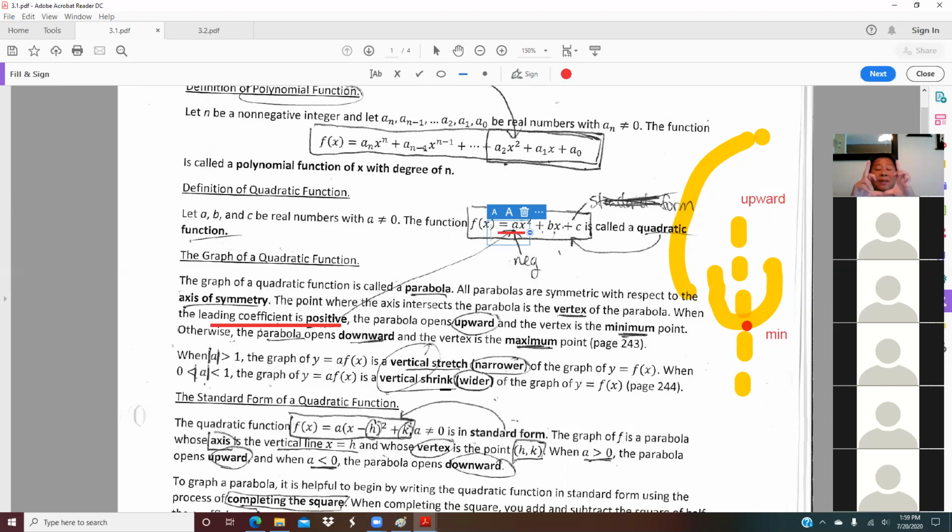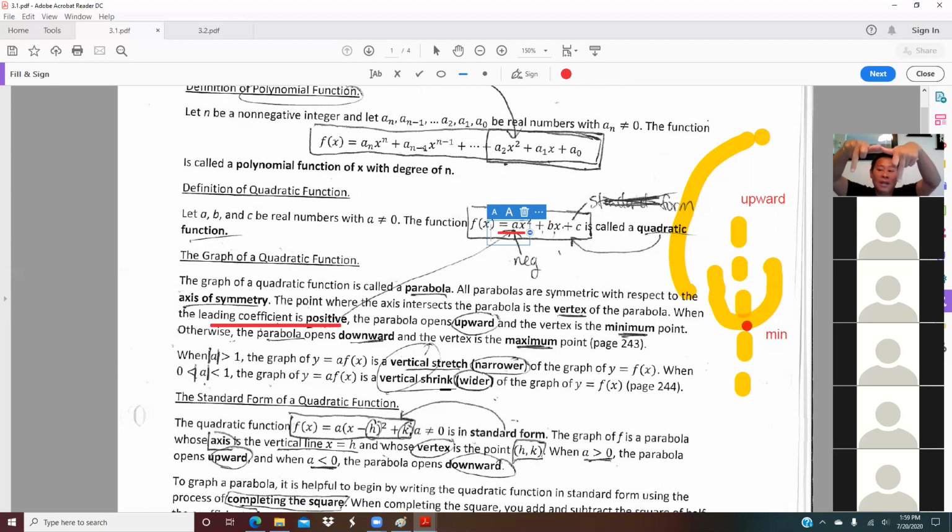But what happens if it's less than 1, like 0.9? This is 1, 0.9 will get wider, 0.8, 0.7, 0.6. So your parabola is getting wider if your A is getting smaller and smaller. So this is where your A is positive.